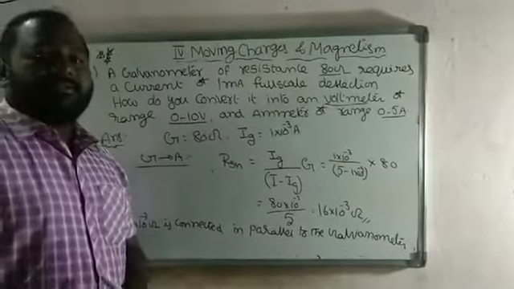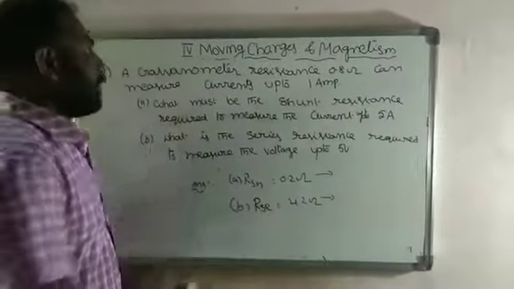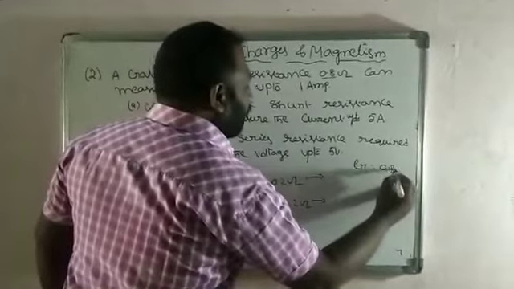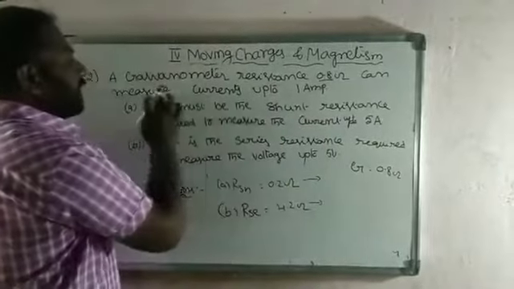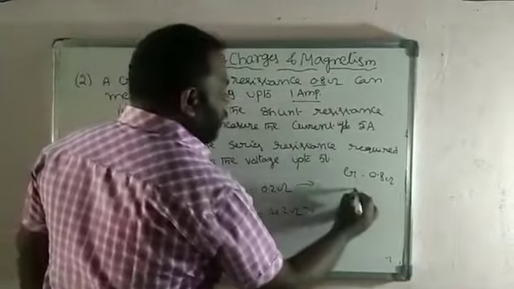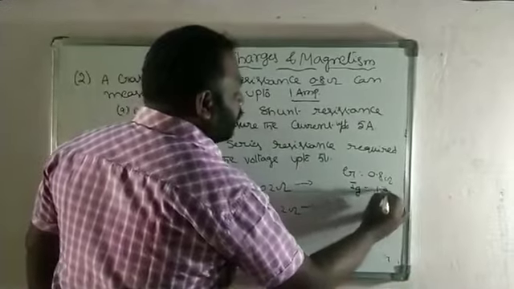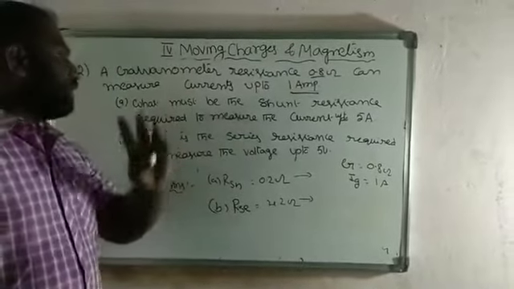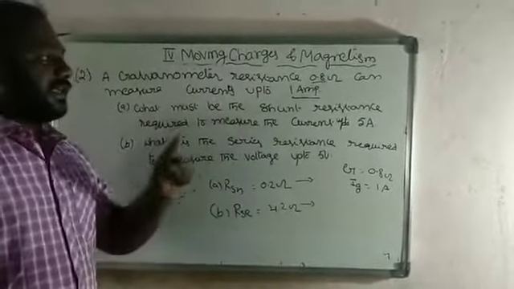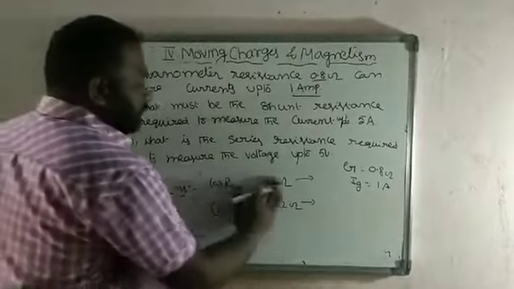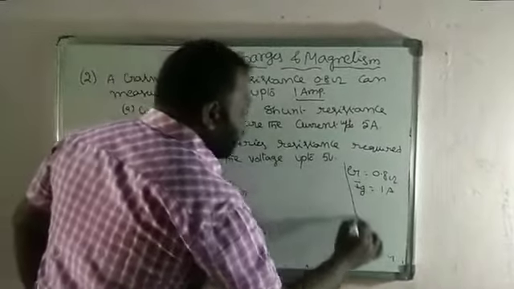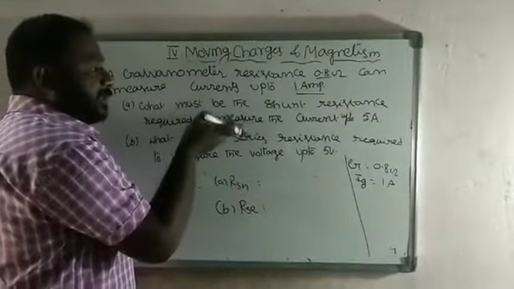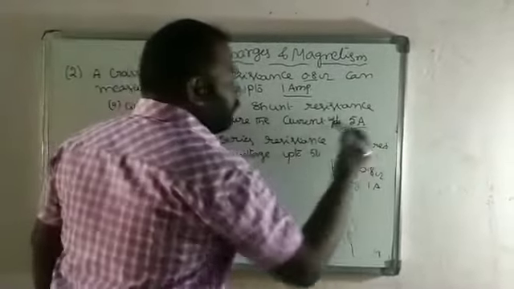Now see another problem. A galvanometer has resistance 0.8 ohms, so the given G is equal to 0.8 ohms. It can measure a current up to 1 ampere, so this galvanometer's full-scale deflection is only 1 ampere. The first question is, what must be the shunt resistance required to measure the current up to 5 amperes? So how much shunt resistance is connected so the galvanometer is converted into an ammeter that measures up to 5 amperes?